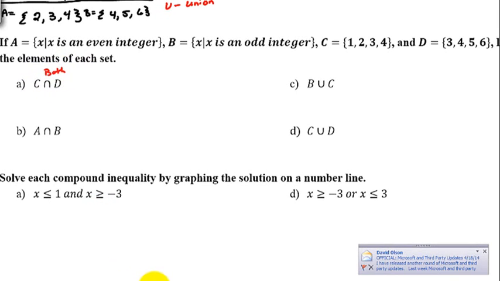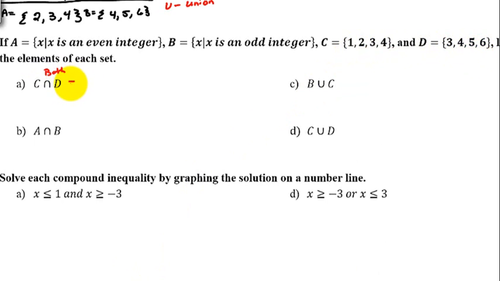That's what intersection means. C is 1, 2, 3, 4. D is 3, 4, 5, 6. So the elements of this intersection are only those numbers that are in both C and D. And both of them have 3, and both of them have 4. So our intersection would be the set 3, 4.